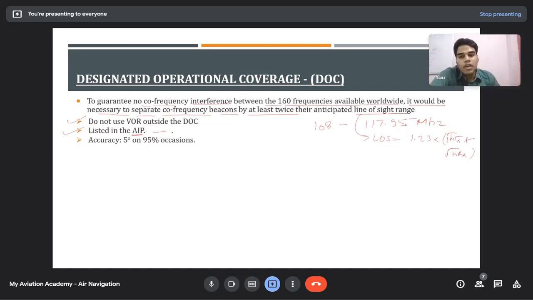Now these are issued by AAI and the DGCA itself. They are cumulatively produced so that the pilots and the facility providers, like the airport or whatever authority is governing the airports, even if privately owned, have information on what the DOC, the designated operational coverage, is. Accuracy is 5 degrees on 95% of occasions. Now we're talking about the DOC, we're not talking about the VOR.